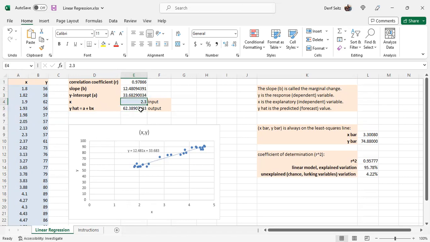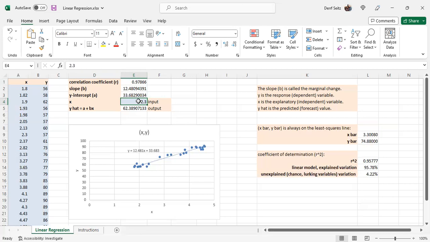And if we look at any value that's within the range of x's, we can get a predicted or forecast value. I put 2.3 here because it's in the x data, and you get approximately 62.39. That's bigger than the 57. Keep in mind that the best fit line doesn't go exactly through every single point because they're not all on one line. It's why it's called the best fit or least squares line.